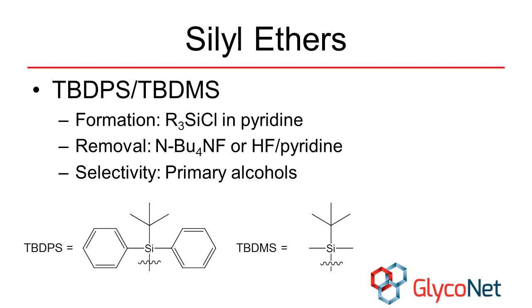Two of the most common silyl protecting groups are tert-butyldiphenylsilyl and tert-butyldimethylsilyl, which are selective for primary alcohols due to their size. They are attached under basic conditions, just like alkyl ethers, but are removed using fluorine-containing salts or acids.